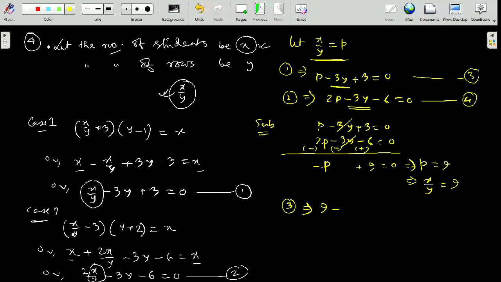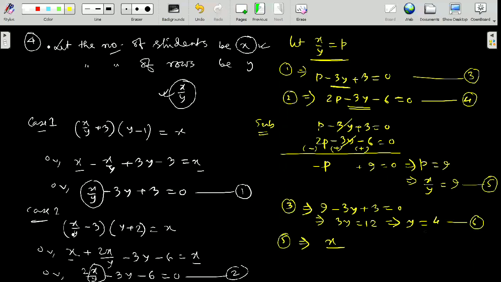Put it here: 9 minus 3y plus 3 is equal to 0. So 9 plus 3 is equal to 12, so 3y is equal to 12. So getting here y is equal to 4. Say this equation is 5 and this is 6. Using 6 in 5, you will get the value of x. So from 5, x upon y is equal to 9, and y is 4.